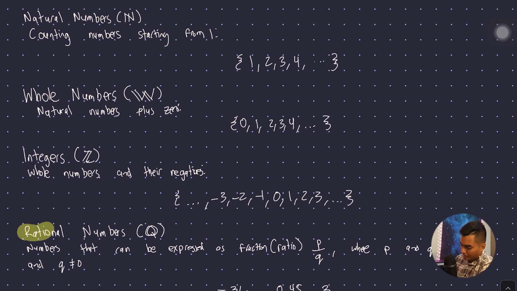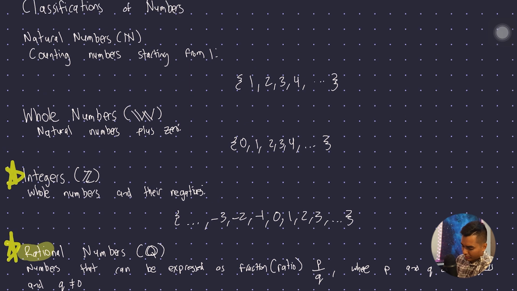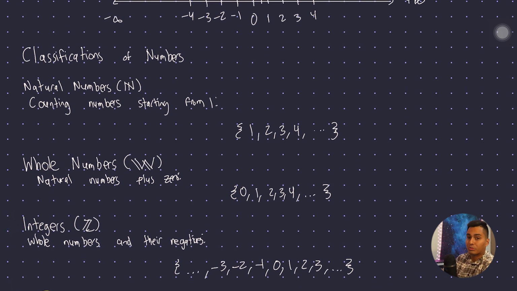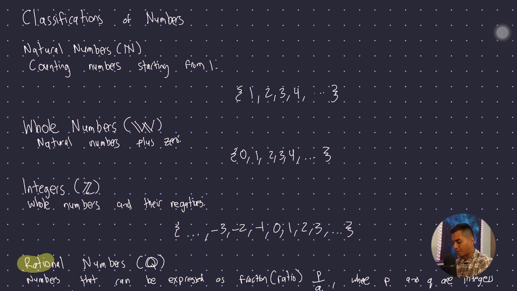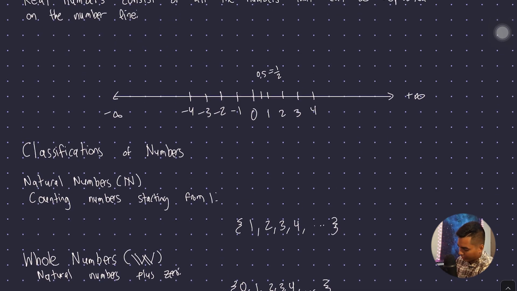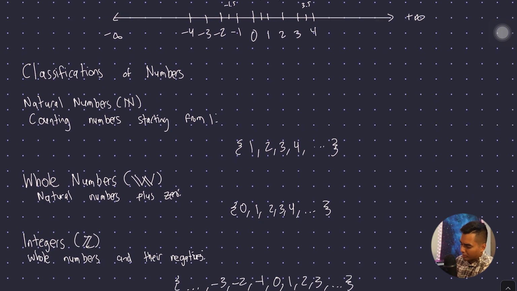So all integers are also rational numbers, because all integers can be expressed as ratios divided by 1. As we'll see, according to one of these properties, that's where that comes from. If we go back to the number line here, we might have the number 3.5, and we might have -1.5. These are all going to be rational numbers.